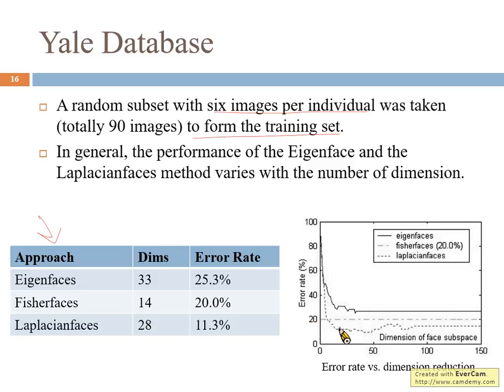This figure shows the relationship between error rate and the dimension used to represent the face image. We just pick the best dimension to show the performance of eigenface, fisherface, and Laplacianface. The best dimension for eigenface is around 33, and the error rate is 25%. For fisherface, because it has a theoretical limit, the dimension is fixed, and the error rate is around 20%. For Laplacianface, the minimal error rate can be reduced to 11%.